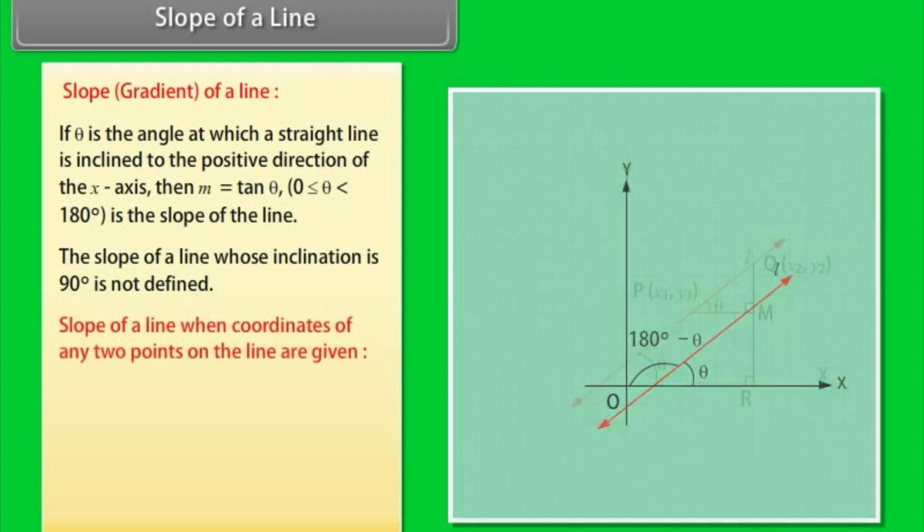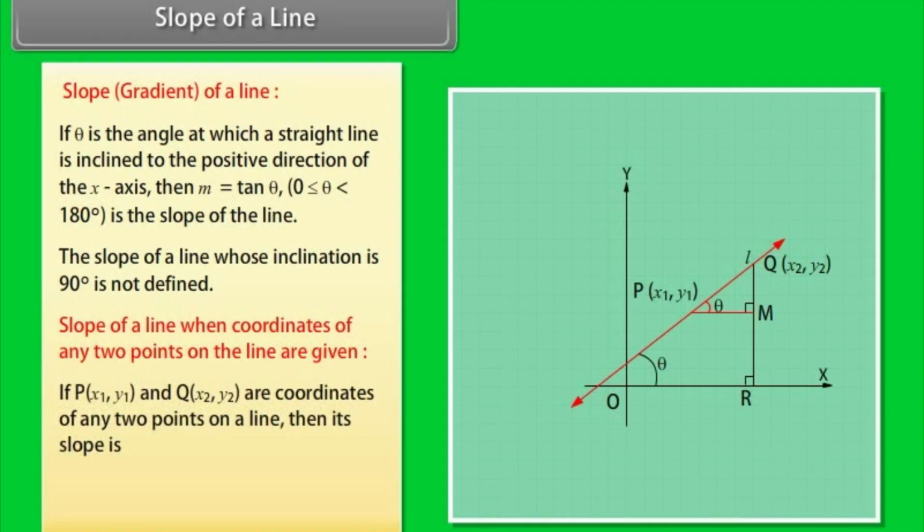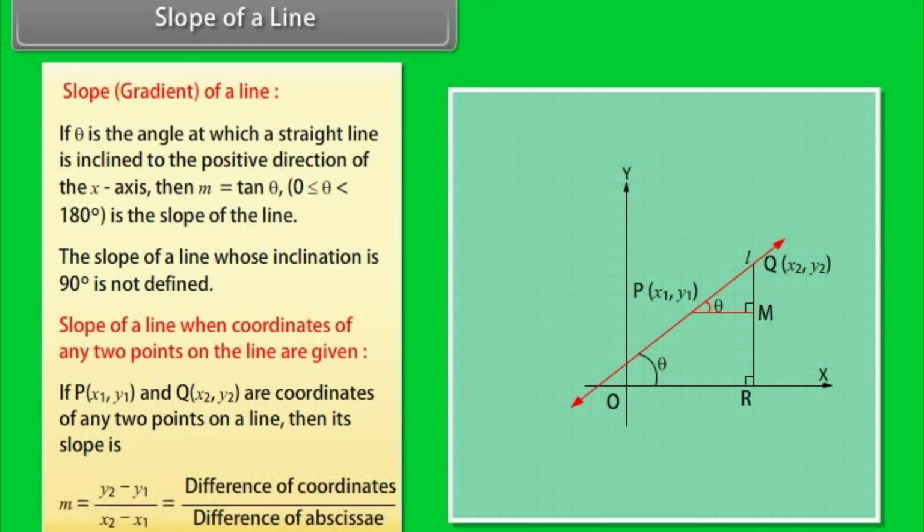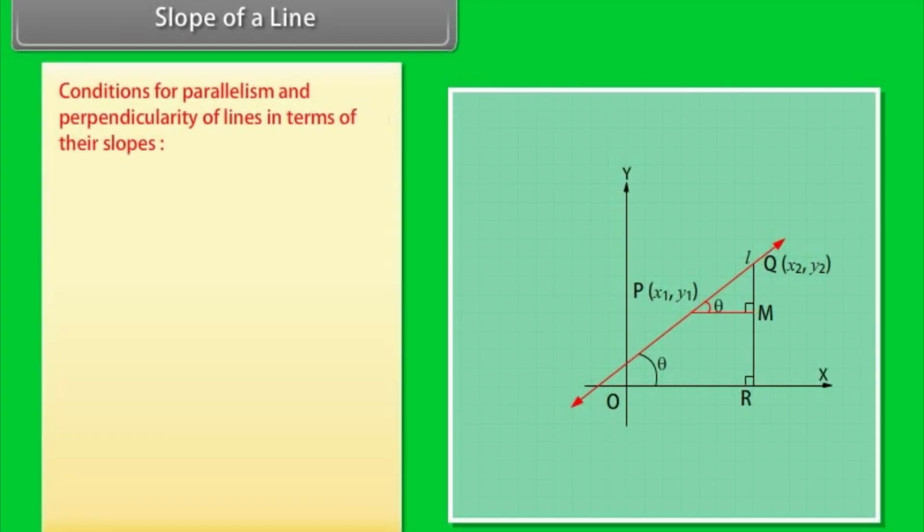Slope of a line when coordinates of any 2 points on the line are given. If P(x1, y1) and Q(x2, y2) are coordinates of any 2 points on a line, then its slope is m is equal to (y2 minus y1) by (x2 minus x1), which is difference of ordinates by difference of abscissae.